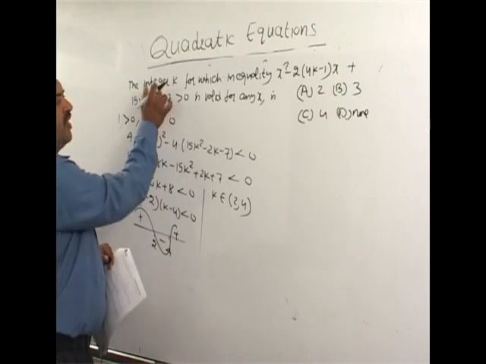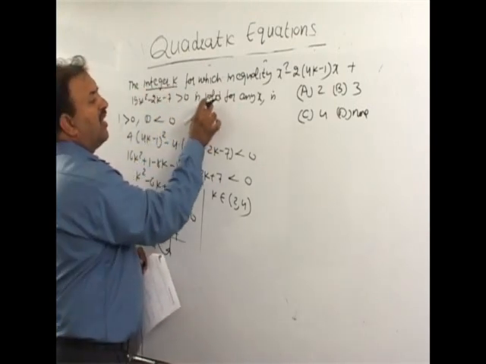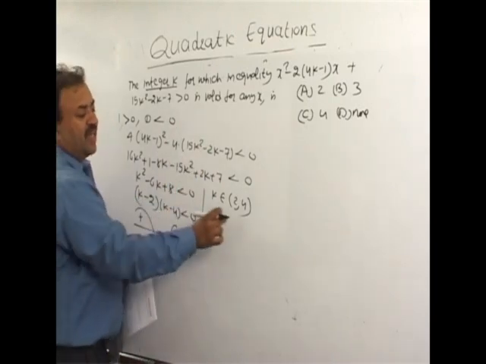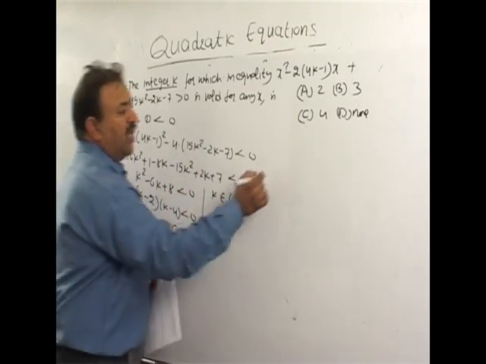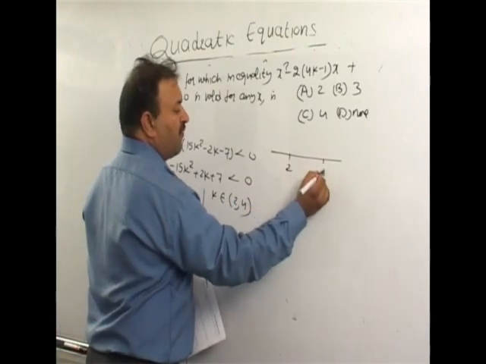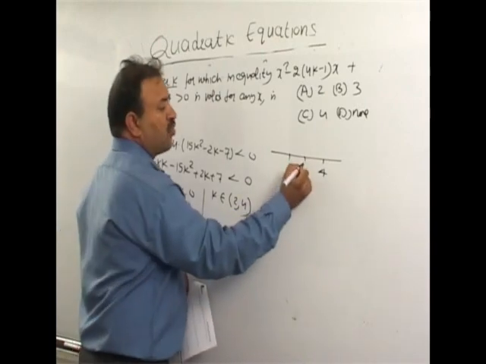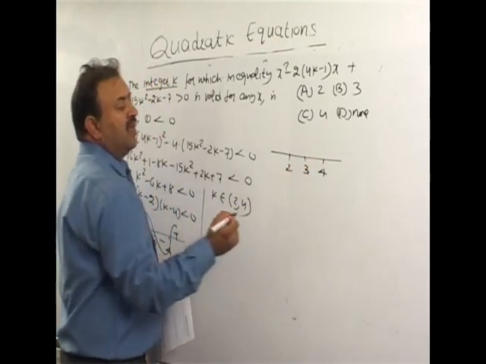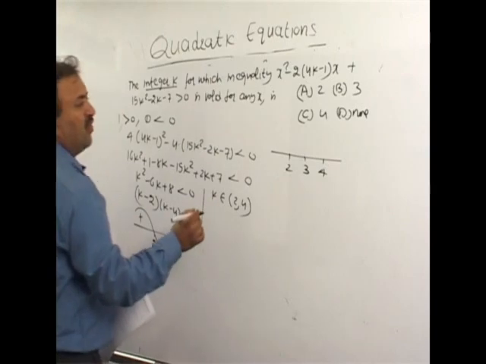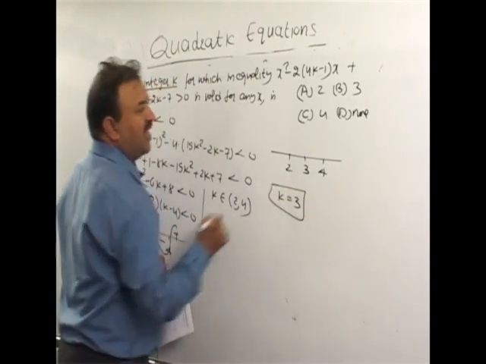But the question here is, for which integer k is the inequality valid? Which integer comes in between 2 and 4? If we draw a number line, we get integers 2 and 4. Since 2 and 4 are in open brackets, 3 comes in between. That means the only integer that satisfies here is k equal to 3.